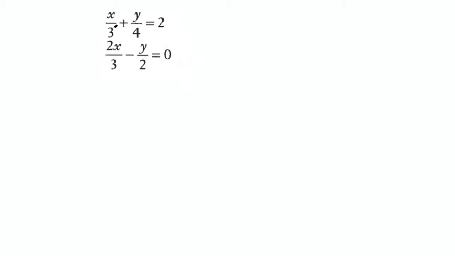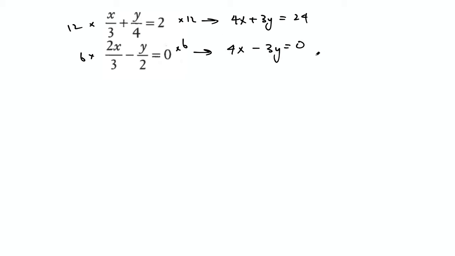You can start by multiplying the top equation by the lowest common multiple of the denominators, which is 12. Okay, so multiplying both sides by 12, I can get rid of this fraction and get instead 4x plus 3y is equal to 24. Over here, the lowest common denominator of the fraction is 6, so multiply both sides by 6, and then you end up getting 2x times 2, right? So that's 4x minus 3y is equal to 0.